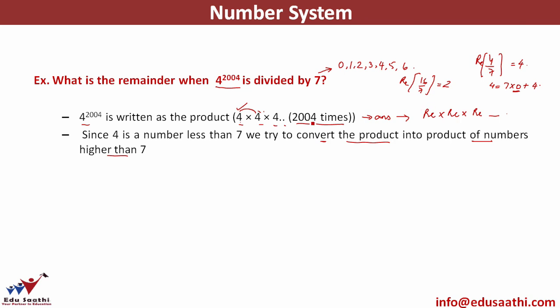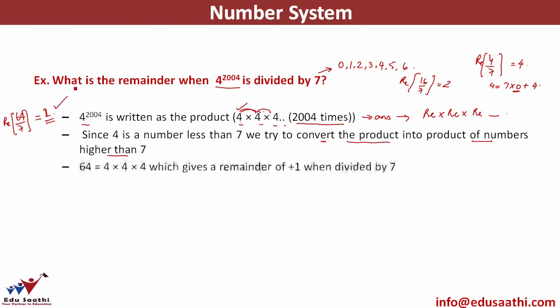Why? You'll just understand. Instead of 2, I look at 3. What is 4 cube? 4 cube is 64. So 64 when divided by 7, I know 7 into 9 is 63 and 1 is the remainder that I get. So I have to do this till the time I get one remainder. So 64, written as 4 cube, when divided by 7 would give me a remainder of 1. Now I'll redo the question and I'll look at the powers and divide the powers. So 4 raised to power 2004 would be written as 4 cube.